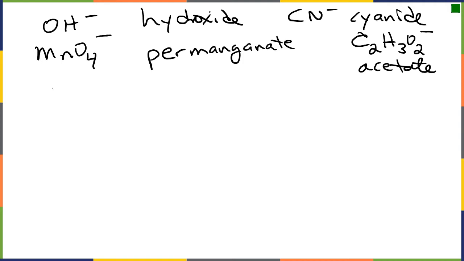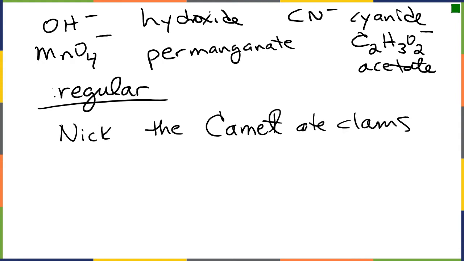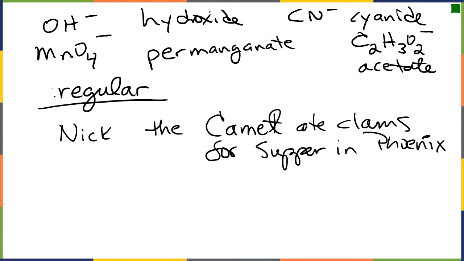But we have many polyatomics that we're going to describe as regular, meaning they form a nice regular pattern. And the best way I can have you memorize these is to do this. And this is Nick the Camel, 8 clams for supper in Phoenix. Now, if you look at Nick the Camel, 8 clams for supper in Phoenix, and yes, I know it's stupid, it gives us the anions that end in ate.